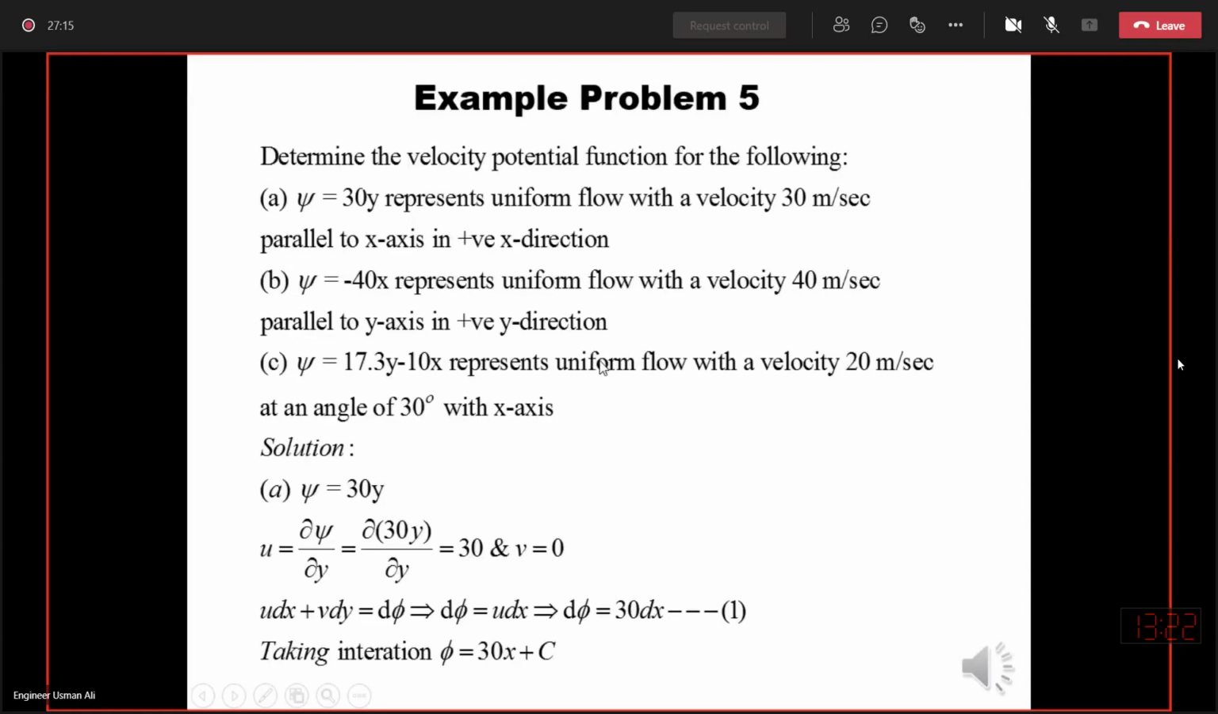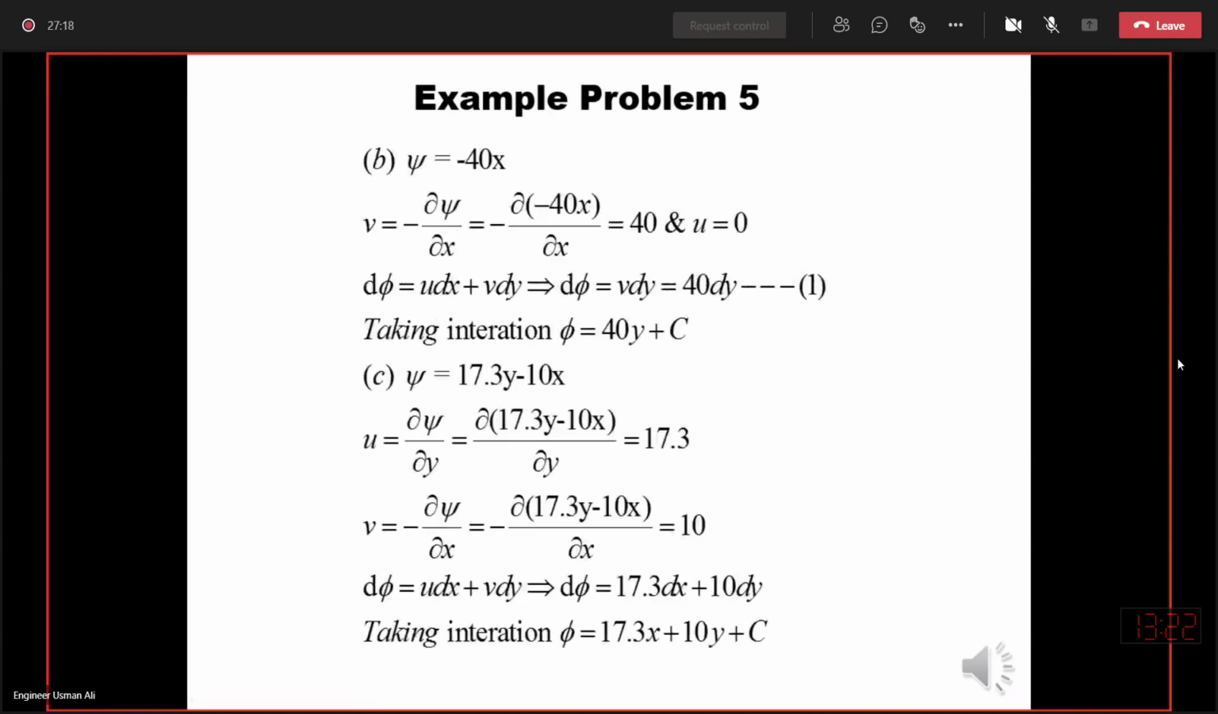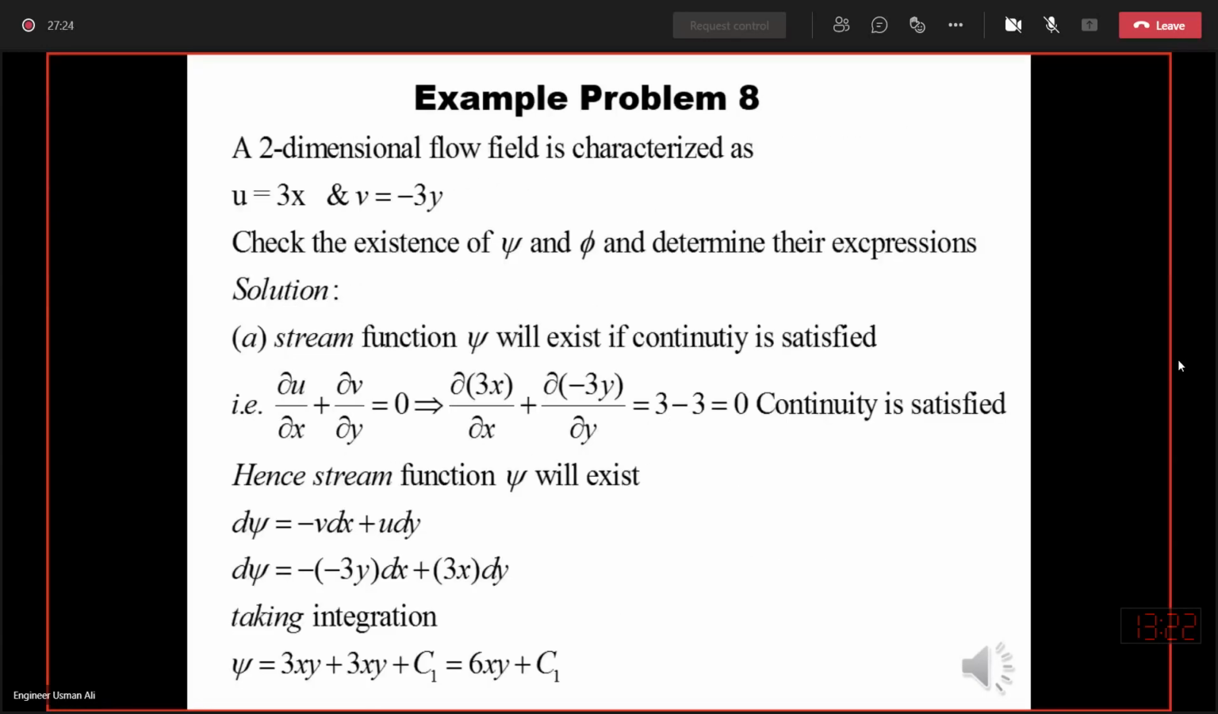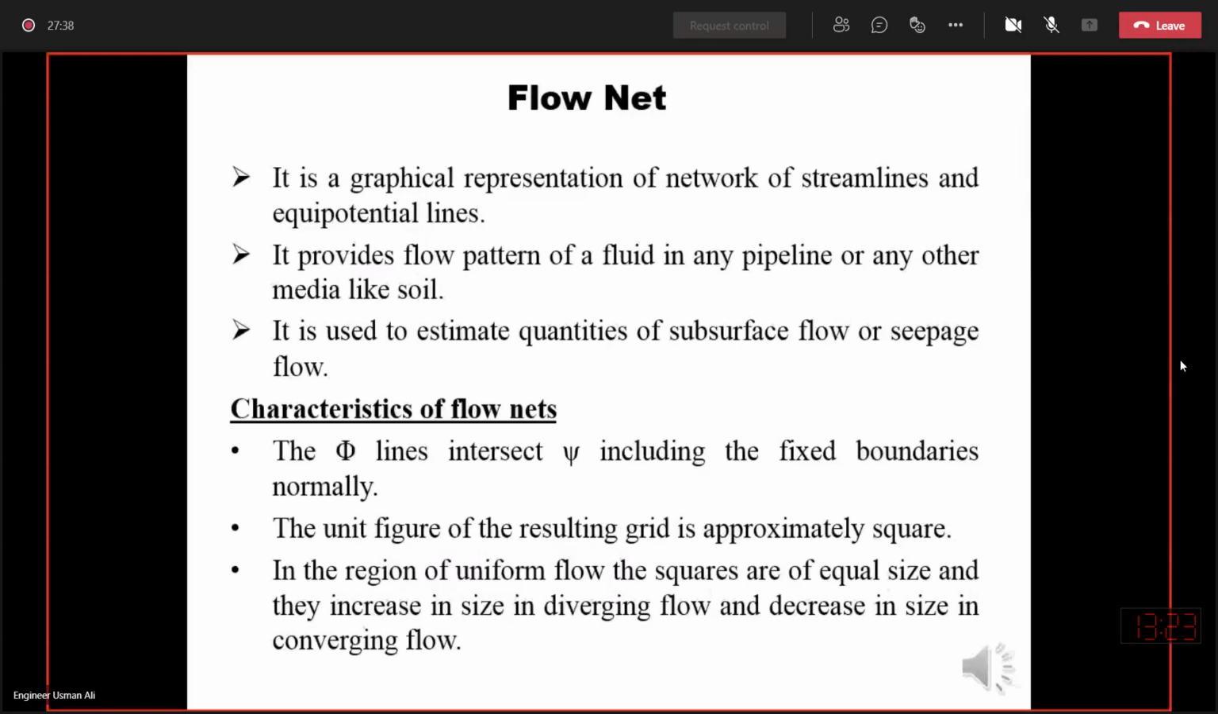And then a few numericals solved, considering the psi function and finding the equation for phi. That's the graphical representation of the network of streamlines. It's very useful in practical scenarios. For example, we want to find the seepage flow under the dam body, the seepage flow through the earthen dams, or the canal seepage. There are many possibilities where this concept is used to find the seepage flow or the subsurface flow by drawing the flow net.